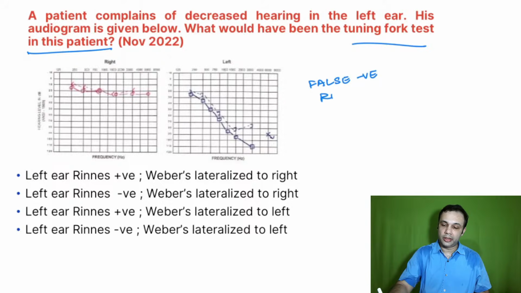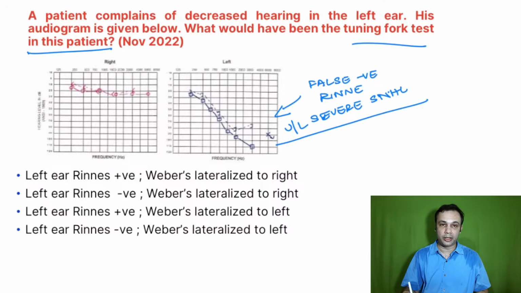false negative Rinne here. Why do you have a false negative Rinne? You have a severe sensorineural hearing loss, unilateral severe sensorineural hearing loss, provided masking has not been done, right? If the patient has been masked, it would be a slightly better response, right? So downsloping accepted, but remember here, if you are given a tuning fork test, you have to find out what the degree of hearing loss is, right? So this is a severe sensorineural hearing loss, right? So when you talk about severe sensorineural hearing loss, it can go to the opposite side.